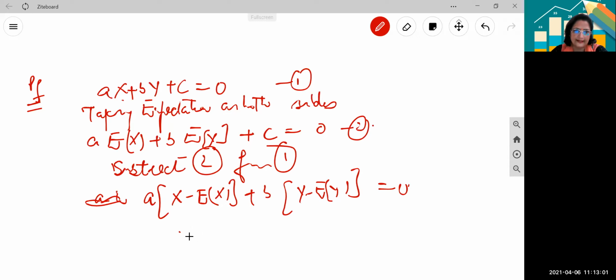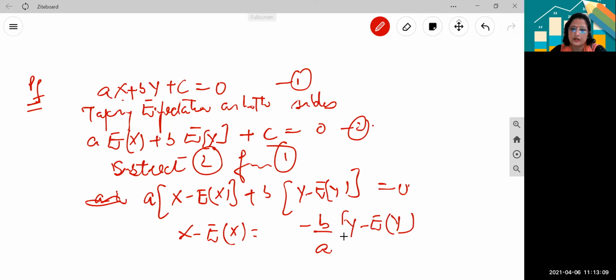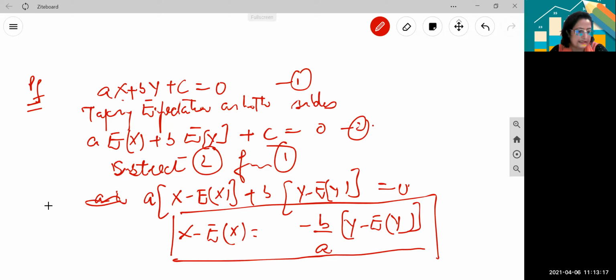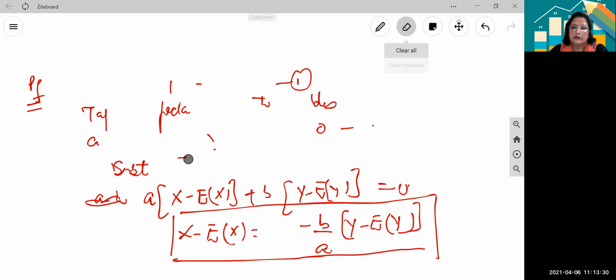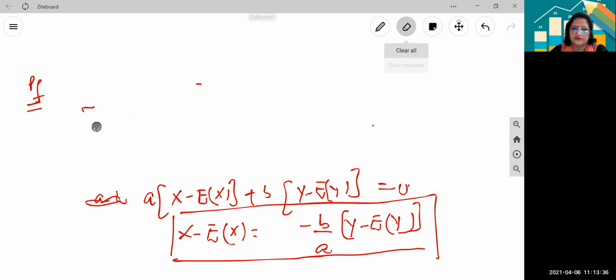From this expression, you will get the value of x minus expectation of x. This is equal to minus b upon a, into y minus expected of y. So this is a relation which we will use further to find out covariance and hence r. So now next we will find out the correlation coefficient. To find it, first of all you have to find the covariance between x and y, and then you have to find the variance of x and variance of y.